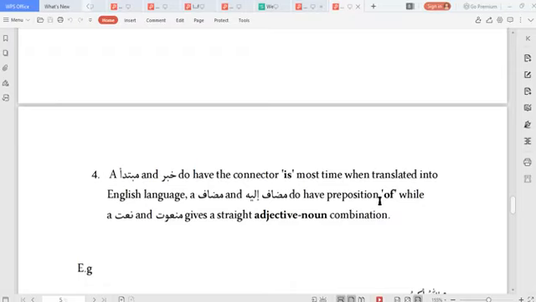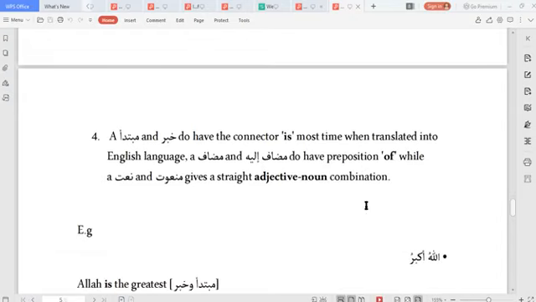Maliku Yawmiddin, the Lord of the day of judgment. You can see, because that's the mudaf and mudaf ilayh following each other. Do you get now? Bismillah, with the name of Allah, or starting with the name of Allah. So that is the mudaf and mudaf ilayh when you translate. But if it's a nat harmony, it's always a straight adjective noun combination. Do you get now? A straight adjective noun.